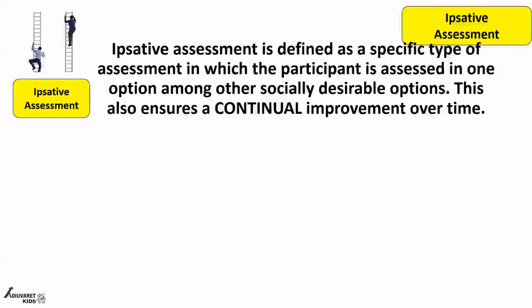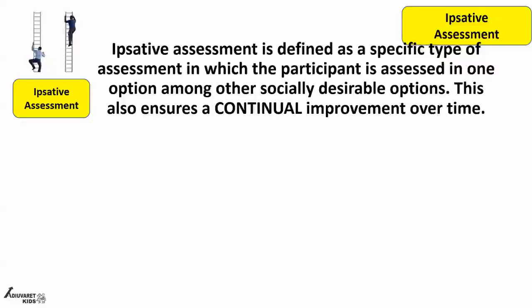What does ipsative assessment mean? It is defined as a specific type of assessment in which the participant, the child or the student, is assessed in one option among other socially desirable options. This also ensures continual improvement over time. Why do we pick only one type of assessment in a particular academic year? So that we know where the child was 2 months ago and where the child is today. If we do not have one particular mechanism of assessment, then we cannot compare a child 2 months back and a child today, or a child 6 months back and a child today.